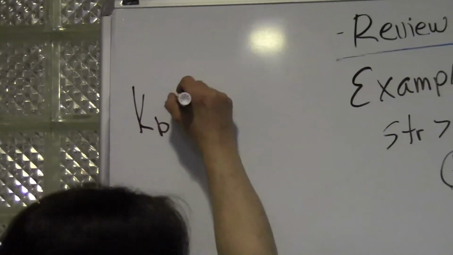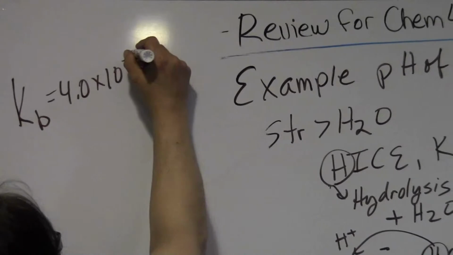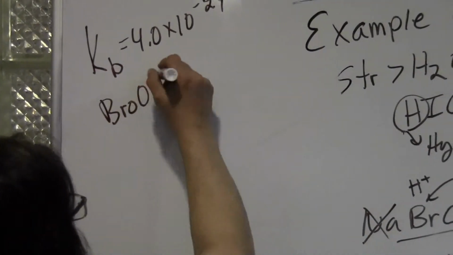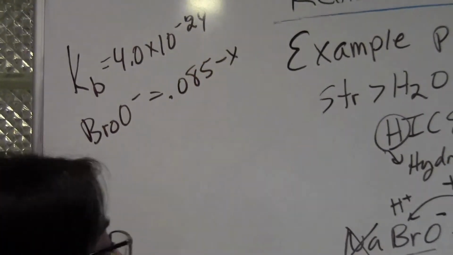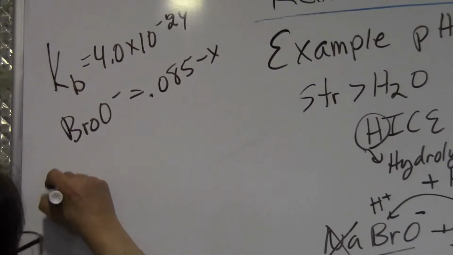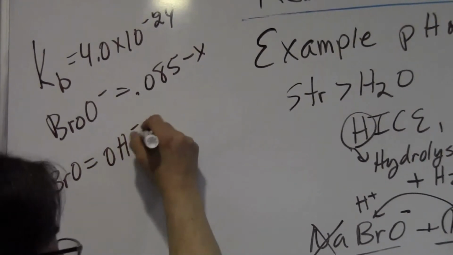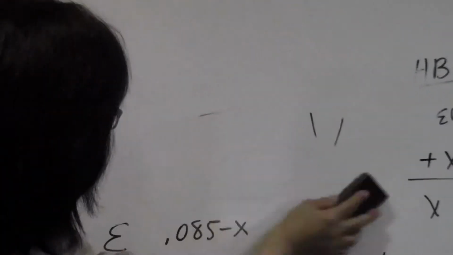Getting crowded here, so I'm going to write our K sub B is 4.0 times 10 to the minus 24th. Our BrO minus concentration at equilibrium is 0.085 minus X. And our concentrations of HBrO and OH minus are equal to X. So now we can get rid of all of this. ICE, K, solve, check, sun.